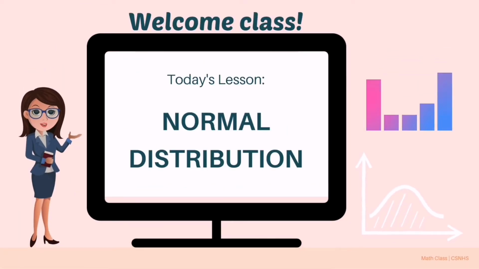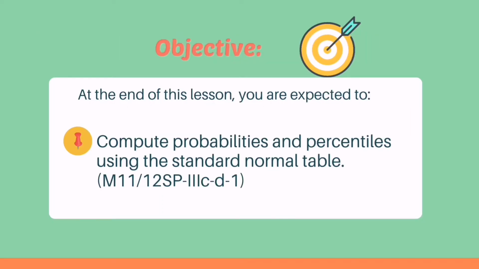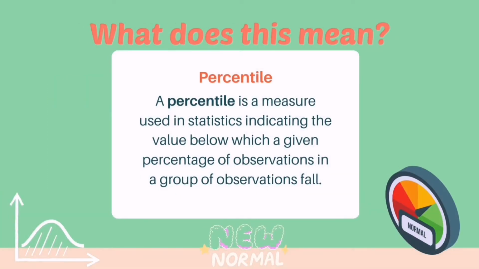Today's lesson, we are going to continue with normal distribution. Here is the objective. You are expected to compute probabilities and percentiles using the standard normal table. But before we begin, let us first define percentile. It is a measure used in statistics indicating the value below which a given percentage of observations in a group of observations fall. Are you ready now?